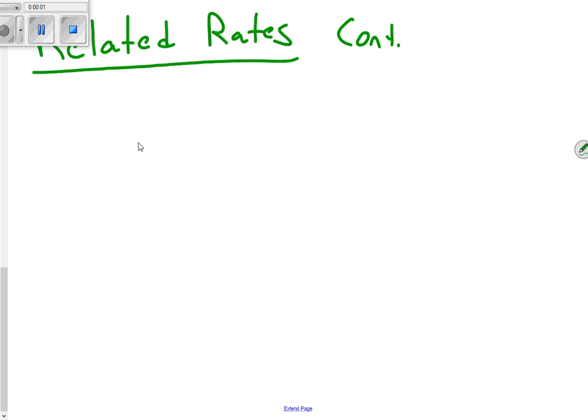Related rates continued. Now we're going to get into some geometric stuff. This first one is a classic. They love questions with cones. I don't know why. But these ones also involve two variables again.